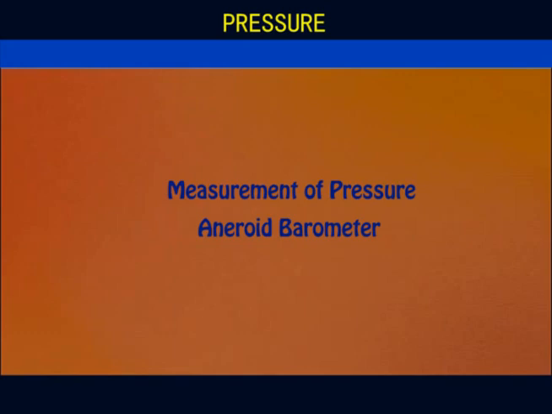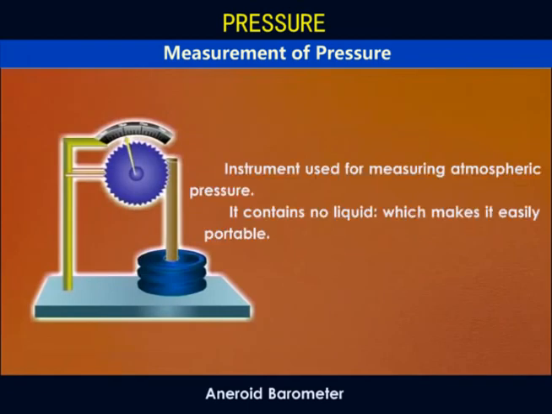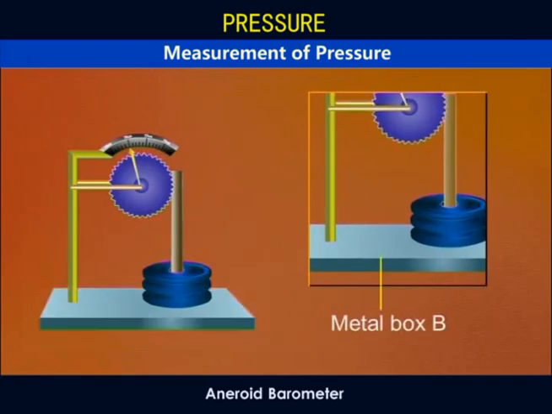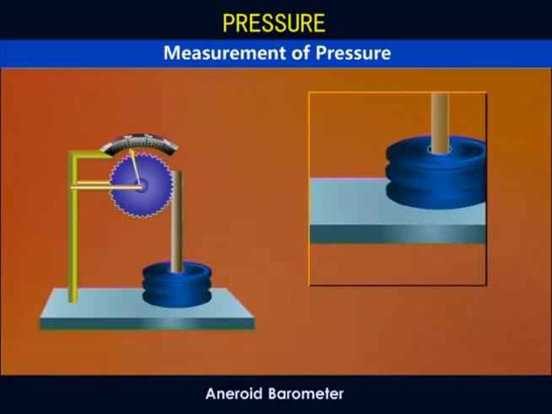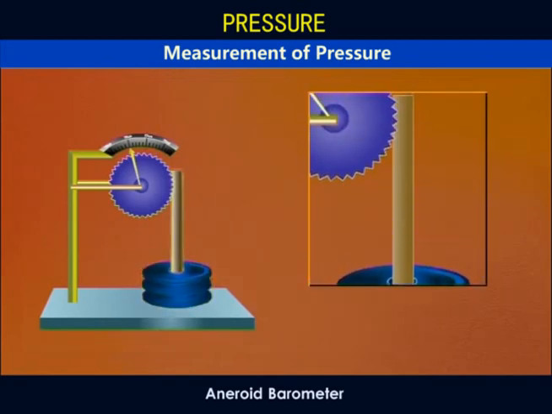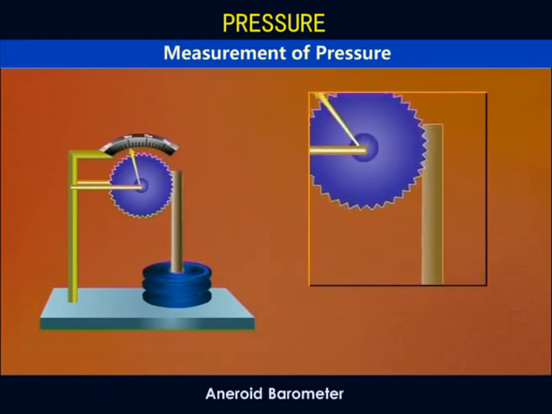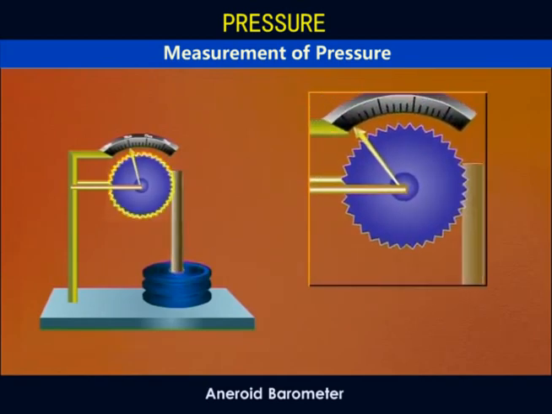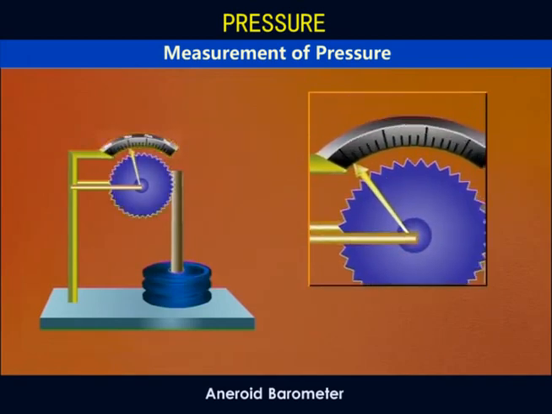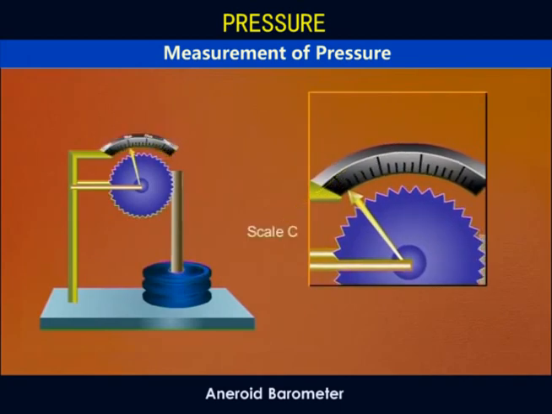Next instrument is the aneroid barometer. An aneroid barometer is used to measure atmospheric pressure but does not contain any liquid, which makes it easily portable. It consists of a metallic box which is partially evacuated. The top surface of the box is corrugated in the form of a diaphragm. At the middle of the diaphragm, there is a thin rod toothed at its upper end. These teeth fit with those of the circular wheel connected to the pointer. This pointer moves over a scale calibrated with a standard barometer.